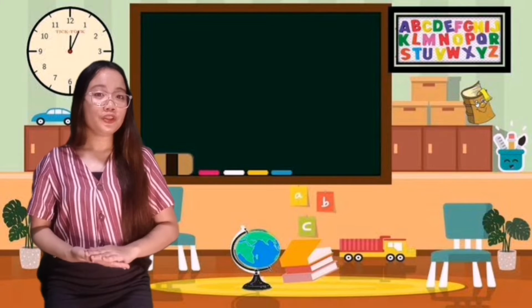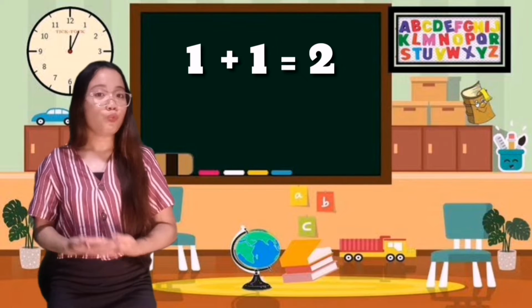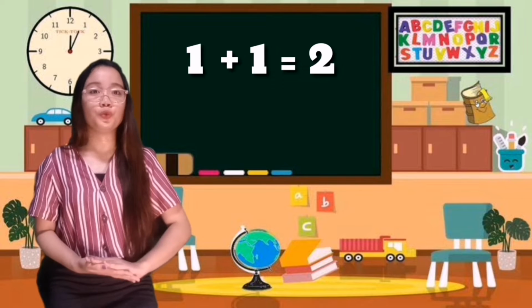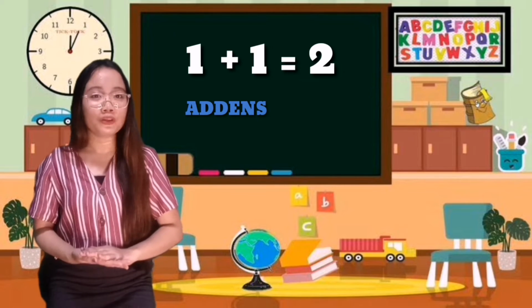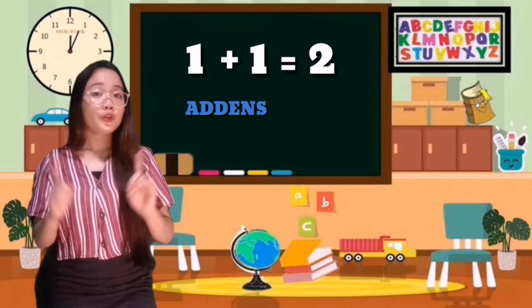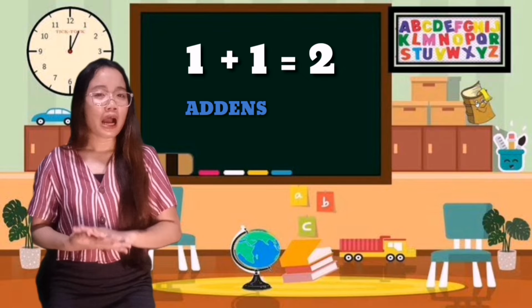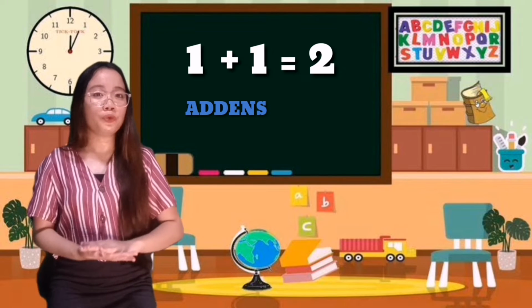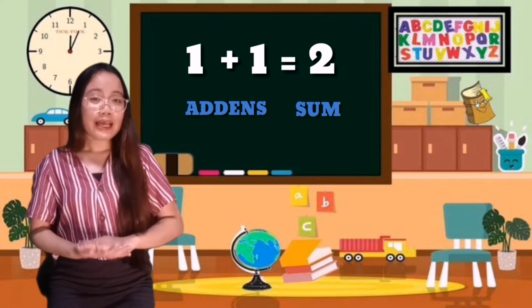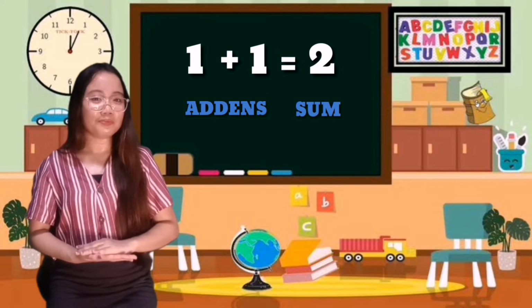Let us now proceed to a simple example. You can see here in this example, 1 plus 1 is equal to 2. The two numbers that we add together are what we call addends. However, the 2, which is the answer to the addition, is what we call the sum.